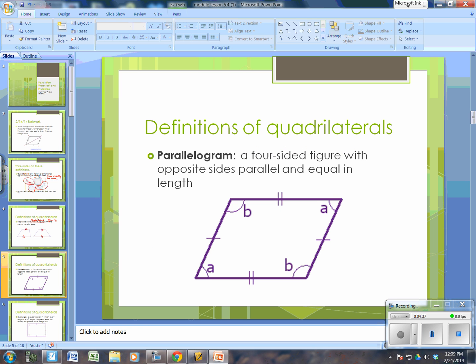Definitions of quadrilaterals. Okay, a parallelogram. Instead of putting a 4-sided figure, what are we going to put?